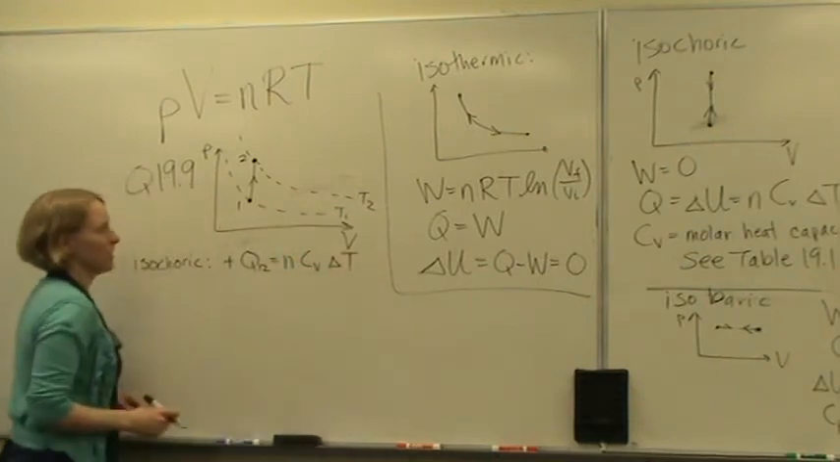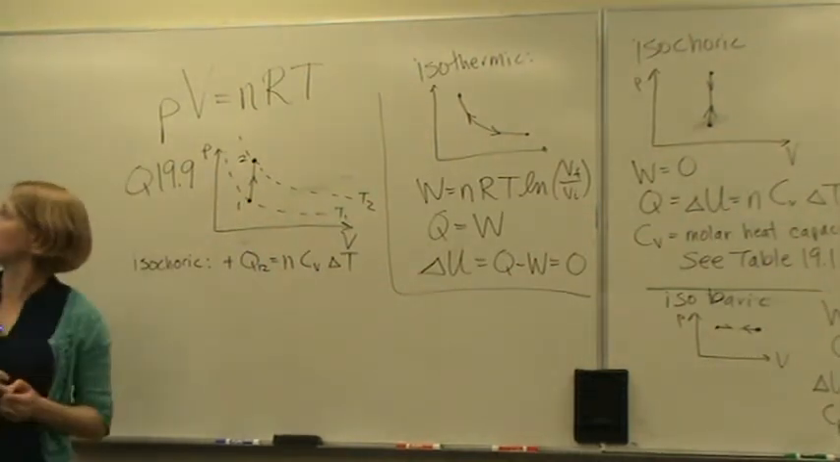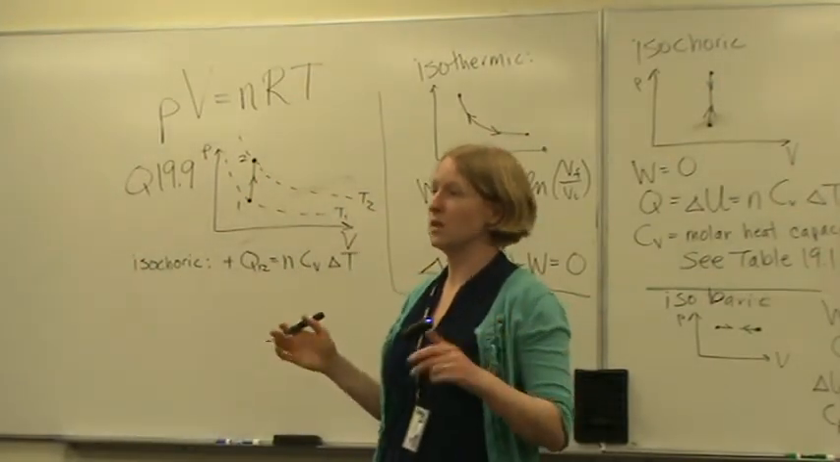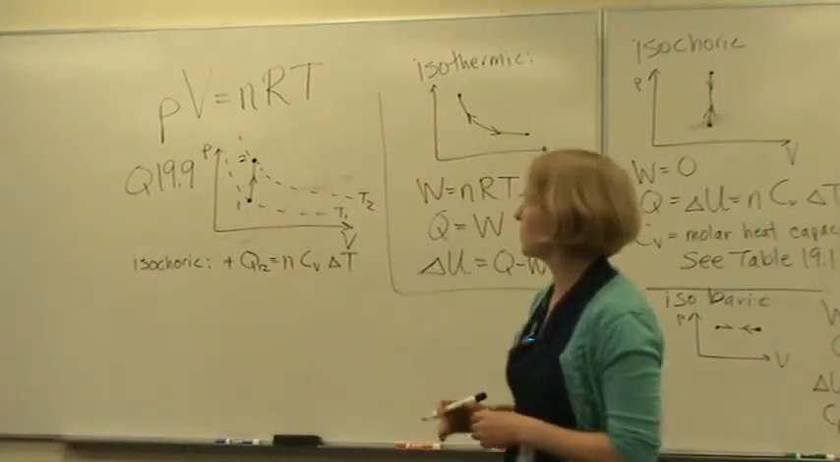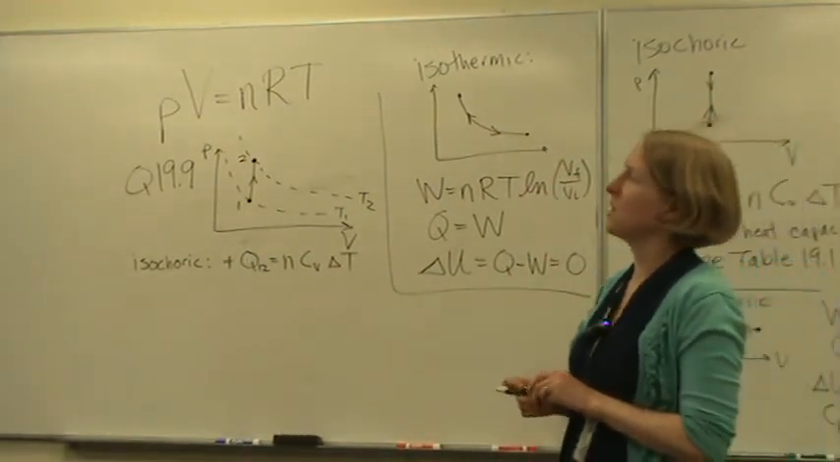And the equation for isochoric for Q is nCV delta T. It doesn't tell us whether it's a single gas or what, so at this point we don't really know CV. So we'll just hold it there and move on to the second sentence.